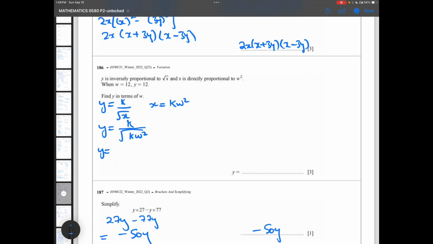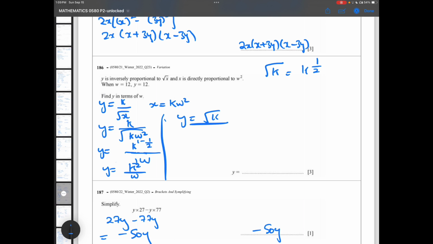Now y is equal to, so square root of w square is w, and I have in the numerator k to the power 1, and in the denominator square root of k, which means k to the power 1 upon 2. So when we have the same base and they are being divided, we subtract their powers. So it becomes k to the power 1 minus 1 upon 2. So y is equal to k to the power 1 upon 2 divided with w. So this is basically y is equal to square root k upon w.